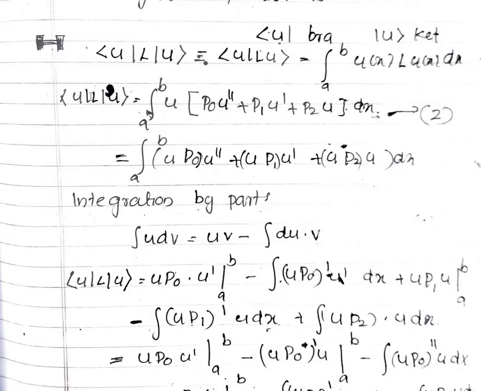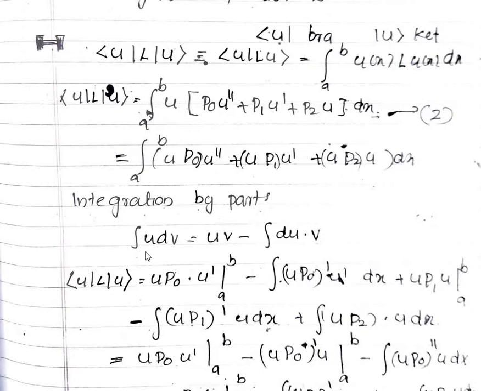So in the bracket notation, <u|L|u> is equal to the integral between the limits a to b of u times L, where L is P0 u double dash plus P1 u dash, a differential operator, plus P2 u, dx. So this can be written as the integral of u P0 u double dash plus u P1 u dash plus u P2 u, dx. Now we are going to integrate this equation by the rule of integration by parts.